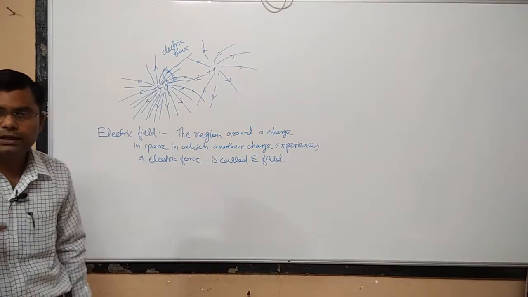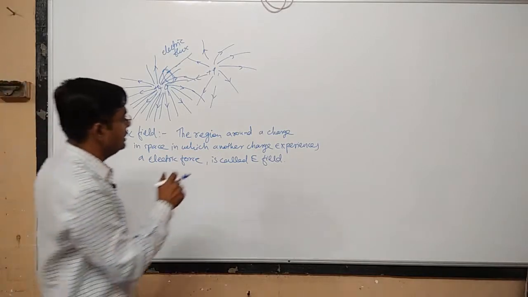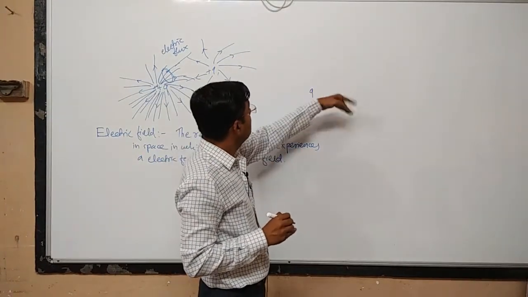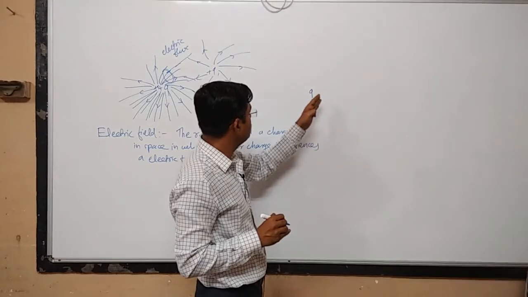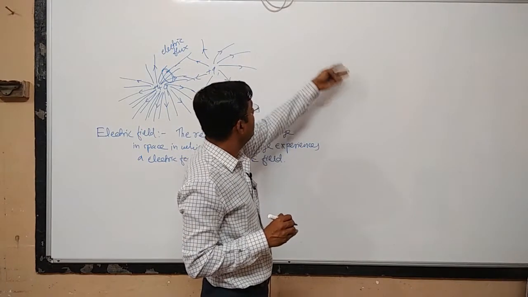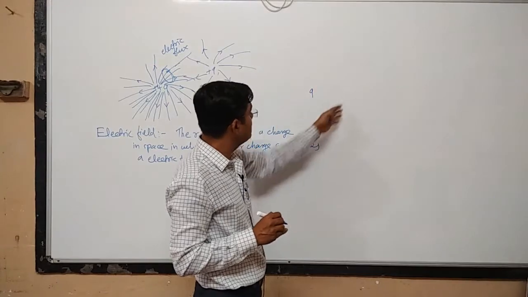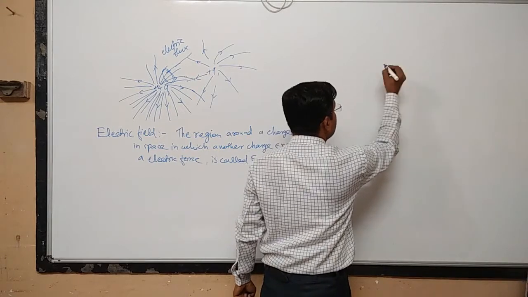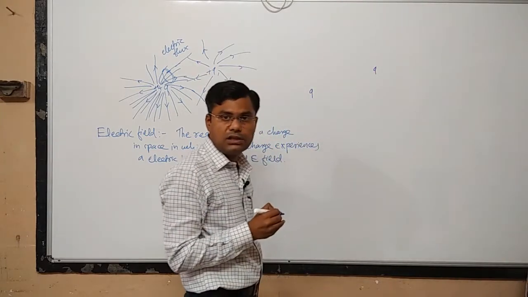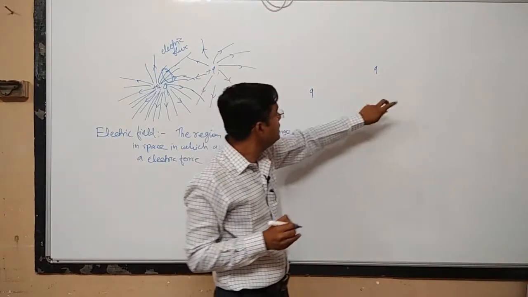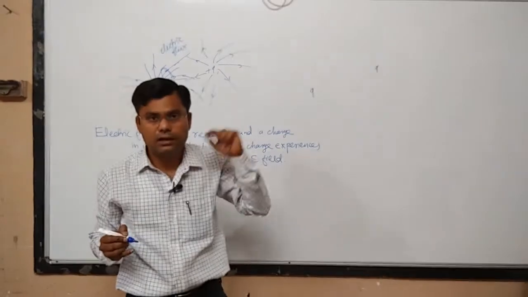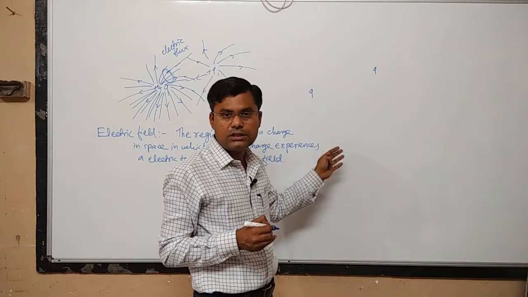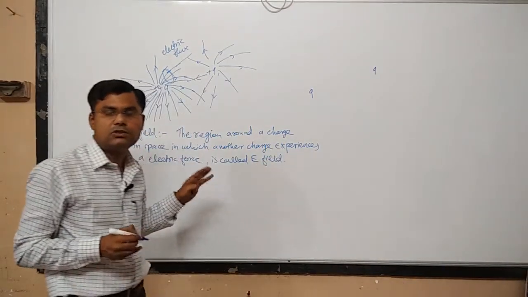So how to define electric field? It is the region around the charged particle. Suppose that there is a charged particle in space, then there will be a region surrounding this charged particle. Now how much region? Up to where another charged particle, if we bring it into this region, should experience the electric force. Then that particular region is called the electric field.